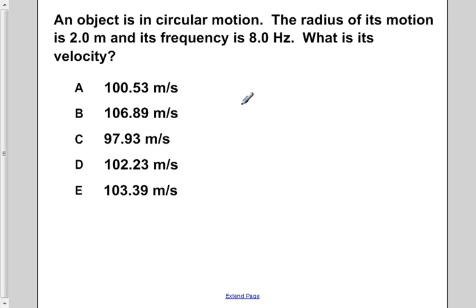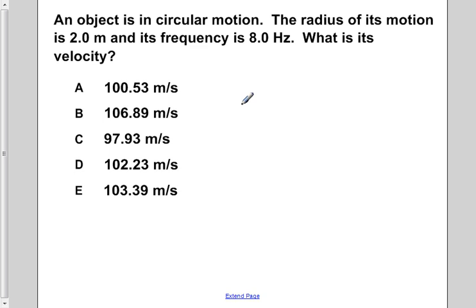An object is in circular motion. The radius of its motion is 2 meters and its frequency is 8 hertz. What is its velocity? So once again, we have to equate the distance that we are covering divided by the total time it takes to traverse that distance, to travel that distance.